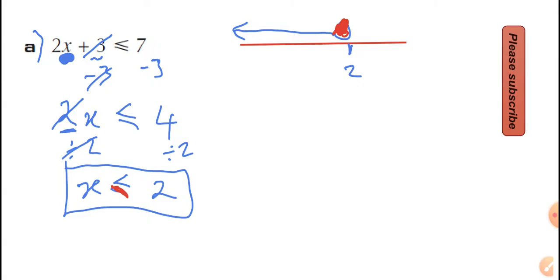Additionally, they could ask you, what is the largest possible integer value of x? What's the largest possible value that x could be? So x could be 2 because it has the equal sign here. So that's the largest possible value that x could be.